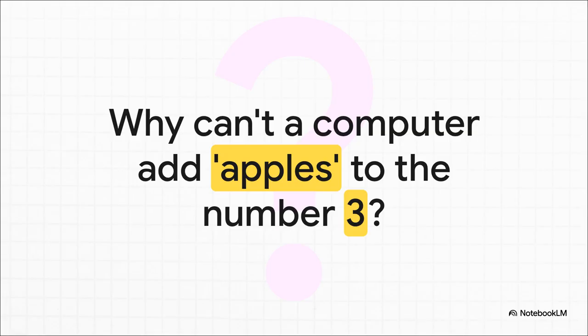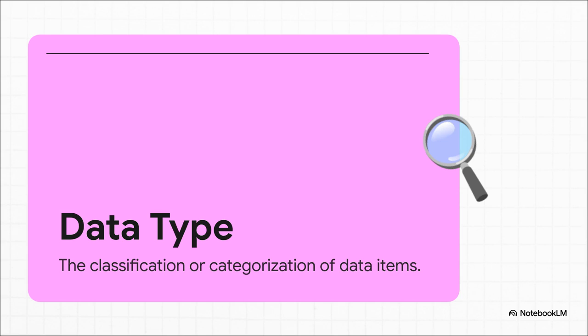So think about it. You and I, we know you can't add the word apples to the number 3. It just doesn't make sense. But why does a computer completely freak out? Why can't it even handle that idea? Well, the answer gets to the very heart of how programming works. And the secret is this fundamental concept called a data type. This is how Python, or any language really, makes sense of the world.